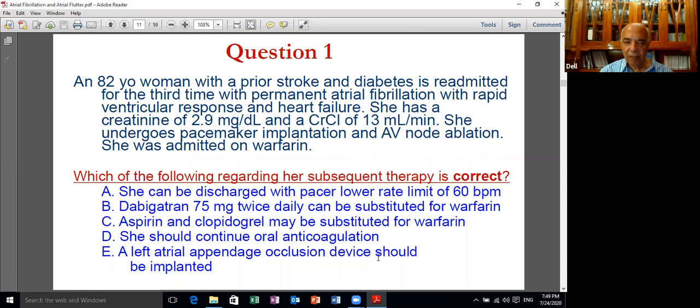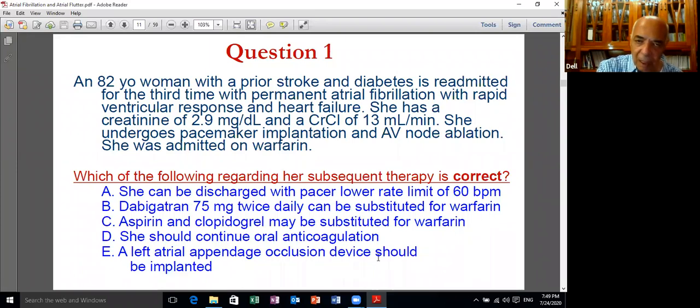Dabigatran cannot be given to this patient. She is in heart failure and she is in renal failure, 2 contraindications. Aspirin and clopidogrel cannot substitute warfarin. I will show you the pivotal trial which got the antiplatelets away from our way in treating atrial fibrillation. And this patient is able to take anticoagulants long term. There is no problem with that. So she's not a candidate for a left atrial appendage occlusion device like the Watchman, or Amulet, or Amplatzer, or whatever.